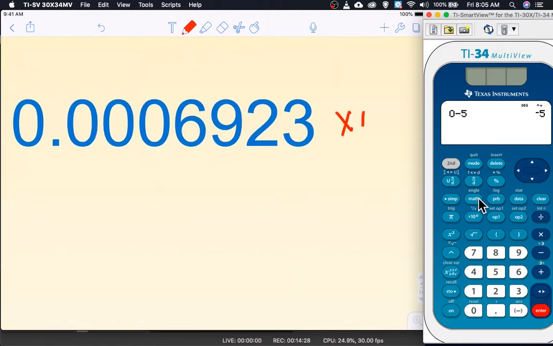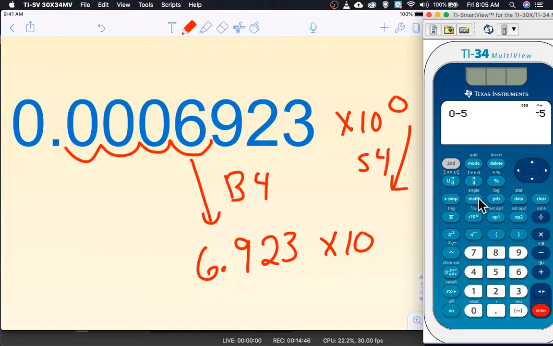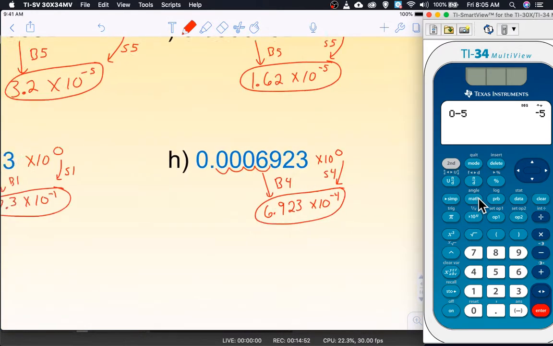Add a times by 10 to the 0. Make this the decimal we want it to be, 6.923 times by 10 to the, let's see, this piece is getting bigger by 1, 2, 3, 4 places. So my exponent gets smaller by 4, -4. And we're done there.